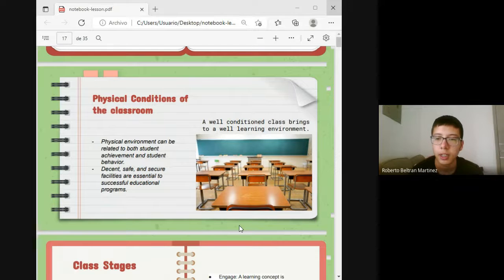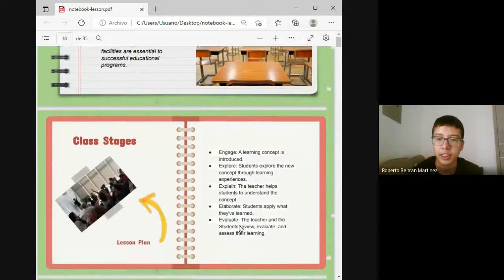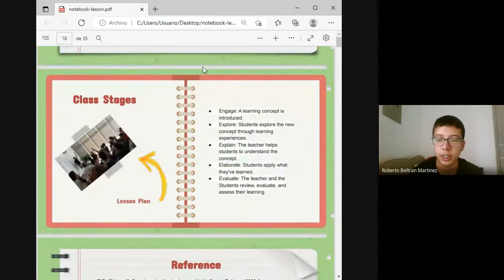Okay. Now, the next thing we have is the class stages. As you can see, the lesson plan is related to this. The lesson plan is just evidence for teachers of how they think about their classes. Some parts of the class start with engage. This is the part where the learning concept is introduced. The teacher comes with a common topic, a daily topic, something pretty easy that the students can understand.